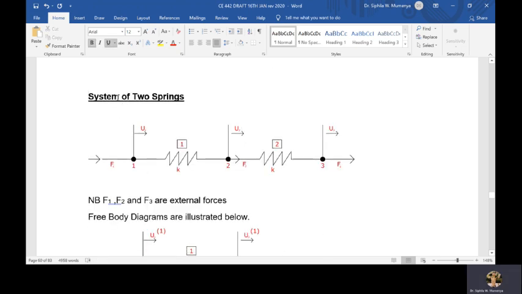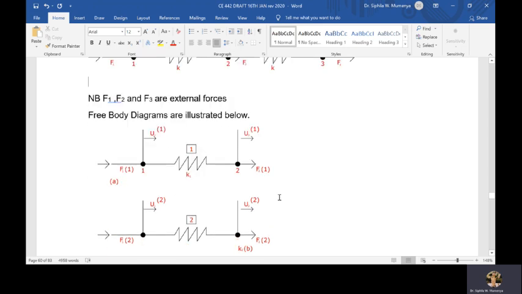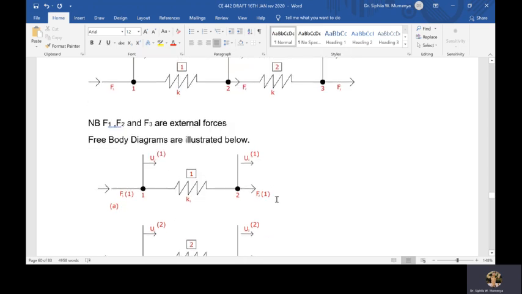So if you have a system of two springs, similarly, we can develop the stiffness matrix by introducing the nodes 1, 2, and 3. These are the two springs. The springs are 1 and 2, and associated with each of the nodes 1, 2, and 3, we have a force and a displacement. So we have force F1, U1, F2, U2, F3, U3. And note F1, F2, and F3 are external applied forces. And these external applied forces, of course, will then be associated with internal forces.